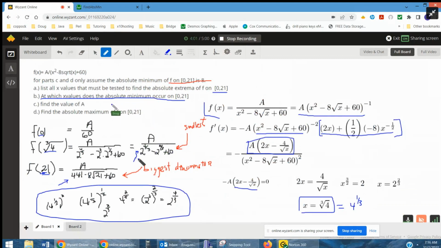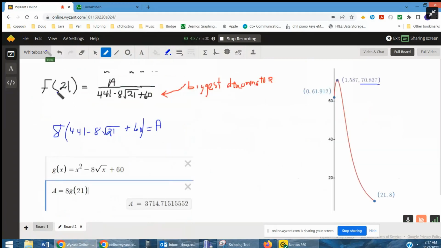This is the smallest denominator here because 2 to the 4/3 minus 2 to the 10/3 is negative, and then negative added to 60, that's going to be a smaller denominator than the 60. So that's why the absolute maximum occurs where the smallest denominator happens. Now, if we're assuming that the absolute minimum is 8, how do we find the value of a?